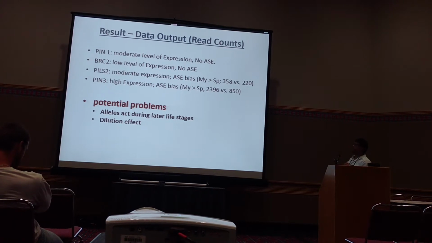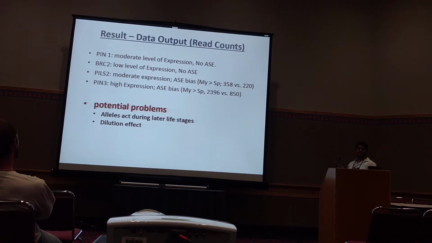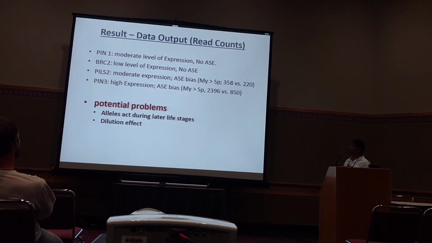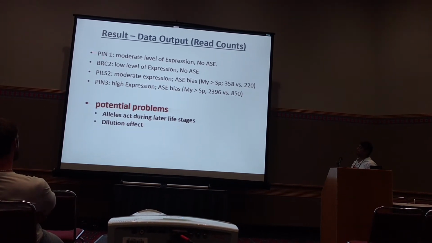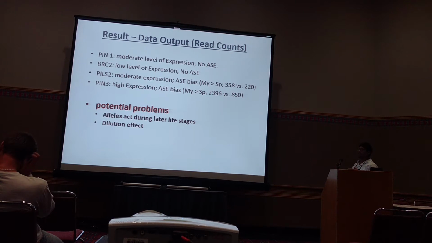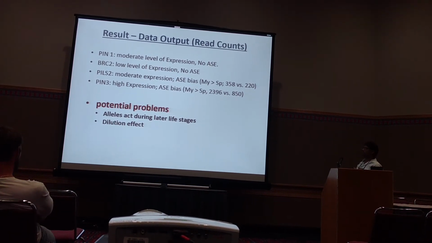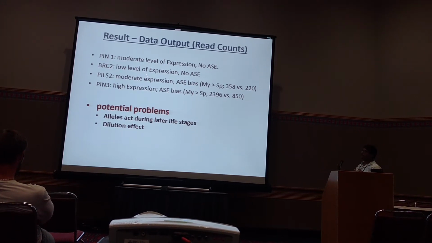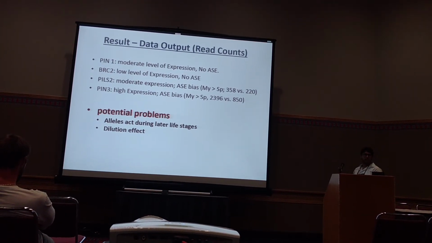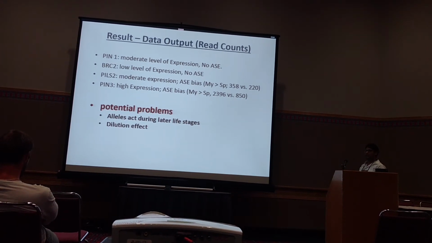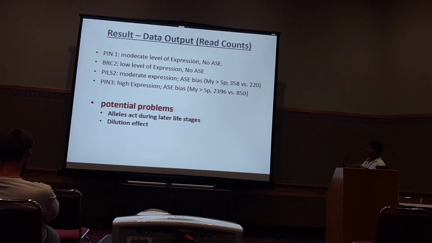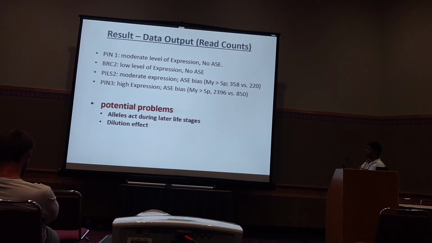I don't have many technical details on how I did this diploid alignment, but our results show that, out of these 4 different genes that we predicted, PIN1 showed a moderate level of expression in all the samples, but did not show any evidence of allele-specific biases. BRCA, which we were really interested in, had a lower level of expression and a uniform level of expression between the 2 alleles.